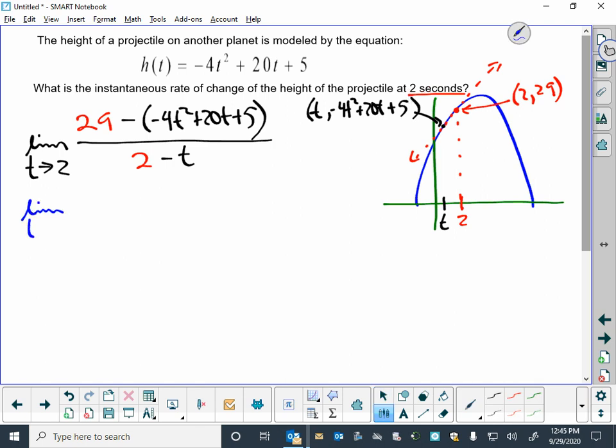If we tried to just plug 2 in, I can see already I'm going to have a problem with the 0 in the denominator. If I plug a 2 into the numerator, I also get 29 minus 29, so I get 0 over 0. We've seen that that's different than a number over 0, and that there's some hope of actually coming up with a number here. So I've got a 29, I'll distribute the negative through, plus 4t squared minus 20t minus 5 over 2 minus t.